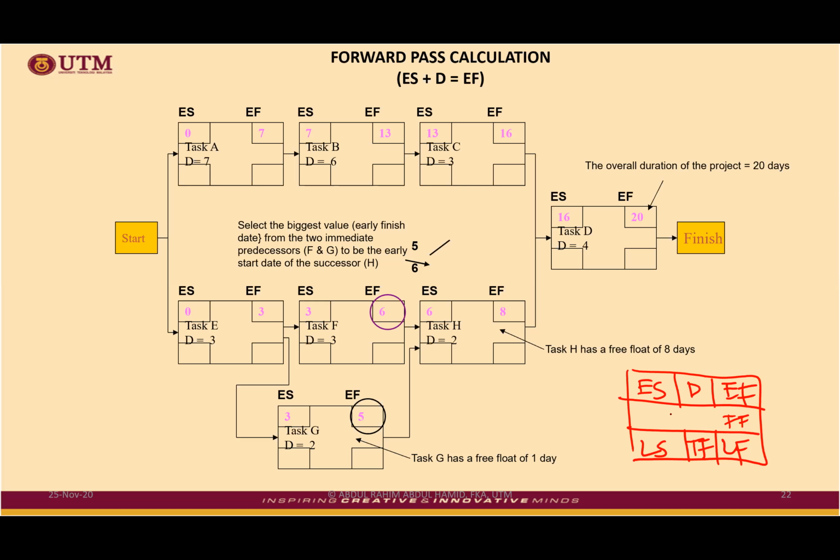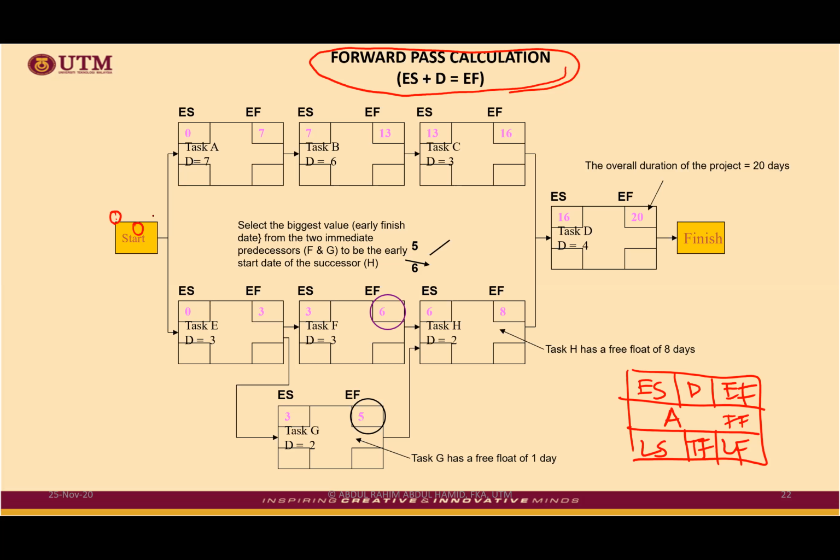Then what else? The activity is here. Everything is inside the box. You can do that. But since we do not have the space, here we just indicate ES at the top there. Okay, now we do the forward pass. Forward pass is basically you add all up from the beginning. Add the duration with early finish. So you start with 0, 0 plus 0 because the duration is 0.